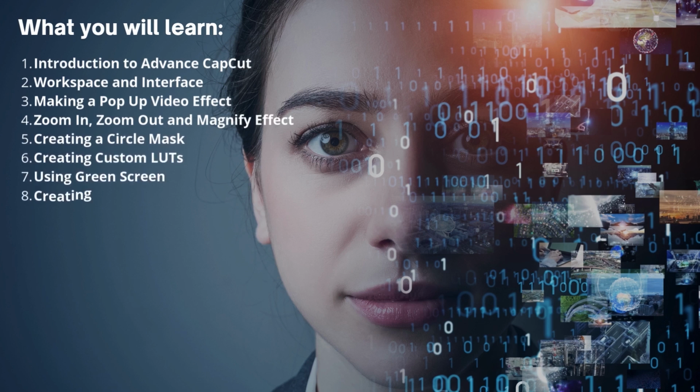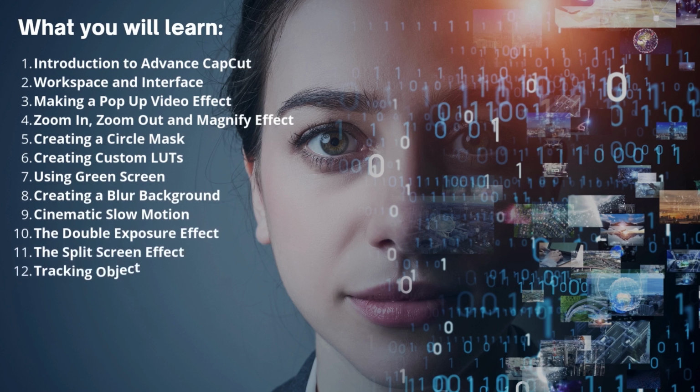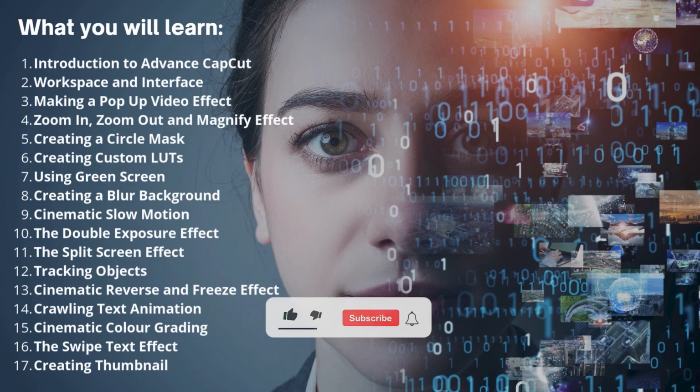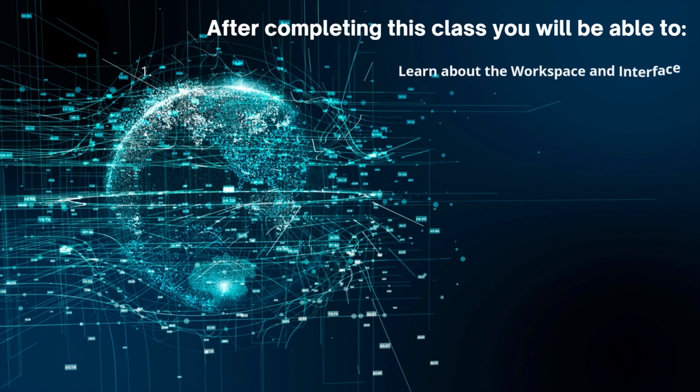Workspace and Interface, making a pop-up video effect, zoom in, zoom out and magnify effect, creating a circle mask, creating custom LUTs, using green screen, creating a blur background, cinematic slow motion in CapCut, the double exposure effect, the split screen effect, tracking objects in CapCut, cinematic reverse and freeze effect, crawling text animation, cinematic color grading, the color swipe text effect, and creating thumbnail in CapCut.